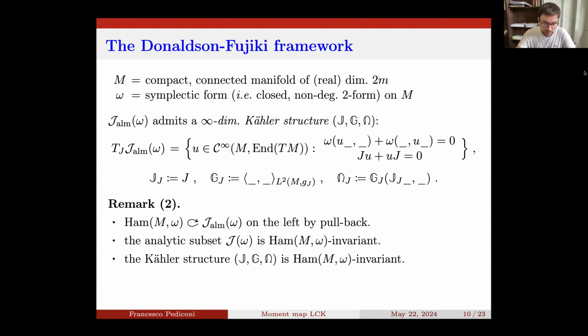And as a remark, you can see that the Hamiltonian group associated to omega acts on the space of almost complex structures that are compatible with omega, and the action is just given by the pullback. The analytic subset J_omega turns out to be invariant under this action, and not only that, but the Kähler structure that we described before is also going to be invariant under the action of the Hamiltonian group.